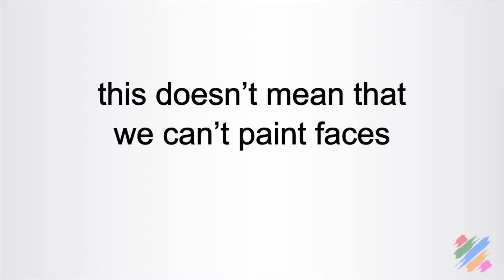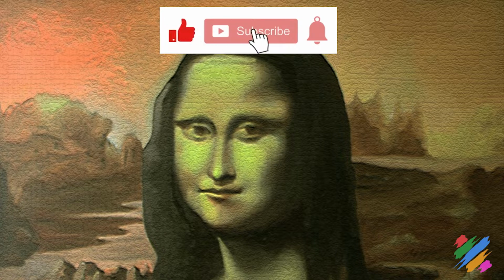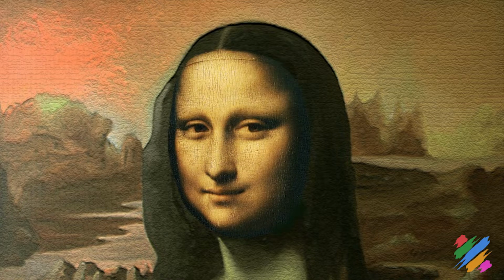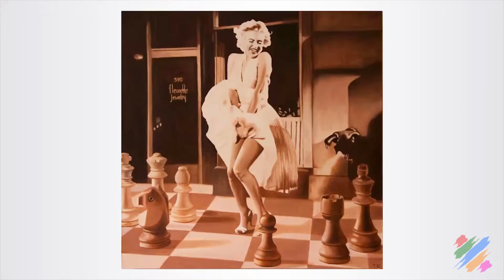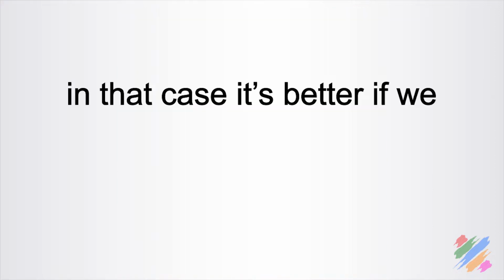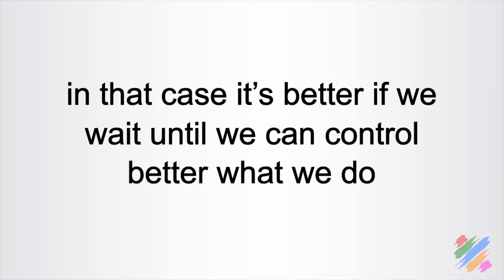This doesn't mean that we can't paint faces. This looks like a face and everybody can see it. The only problem is that it doesn't look like the Mona Lisa's face. So if you want to paint figurative, we can do it, and a small change will not be a problem, unless we paint a specific person that can be easily recognized. In that case, it's better if we wait until we can control better what we do.